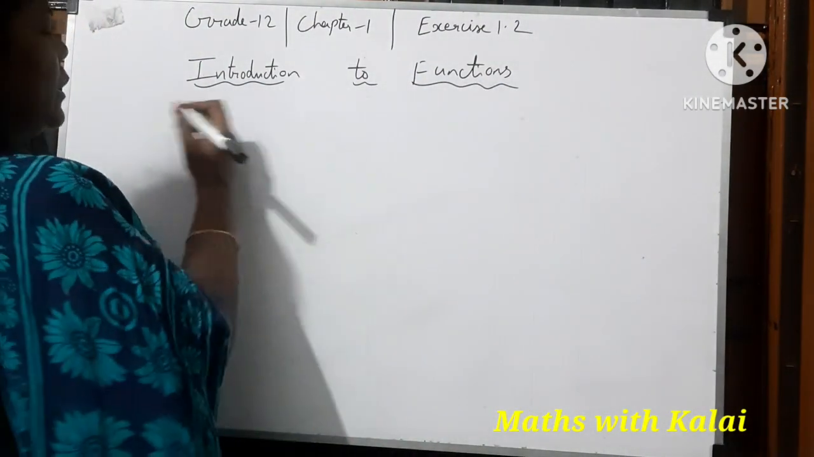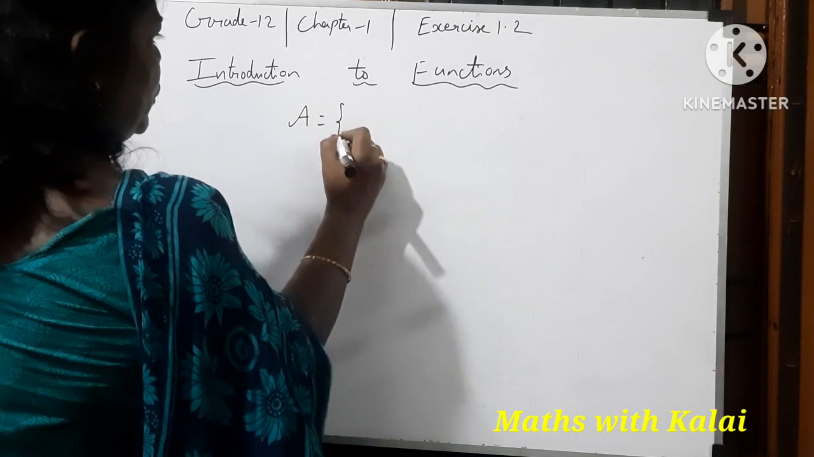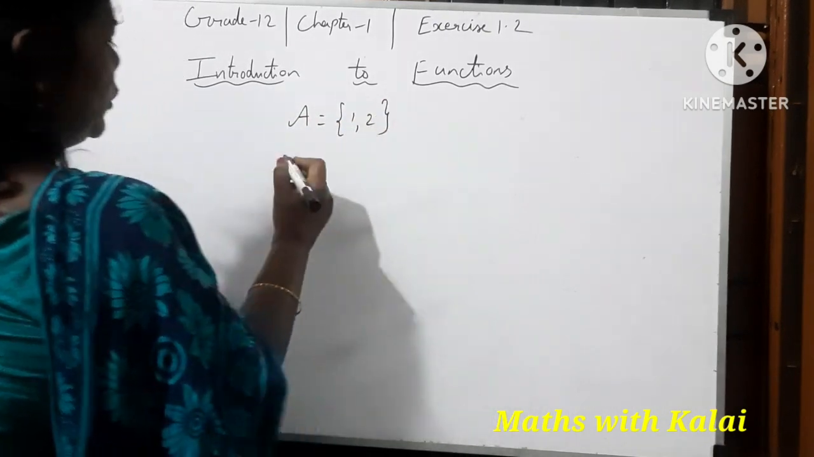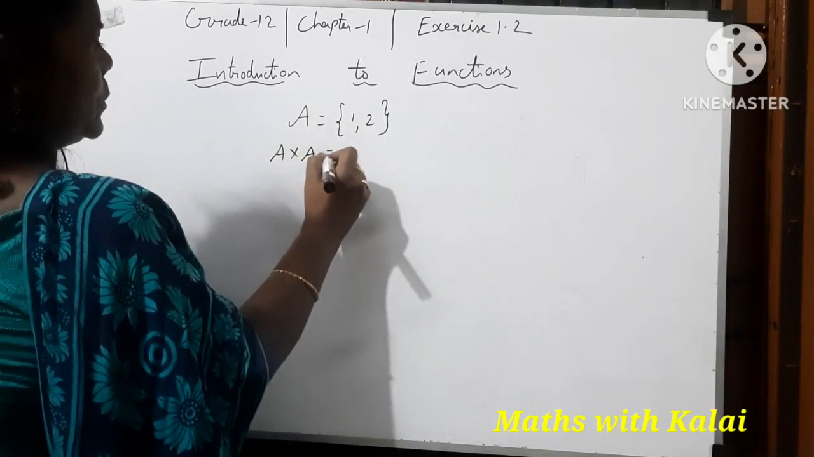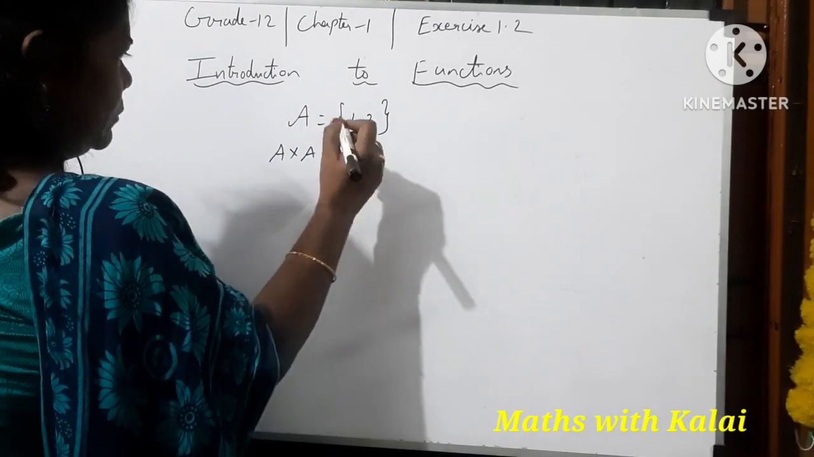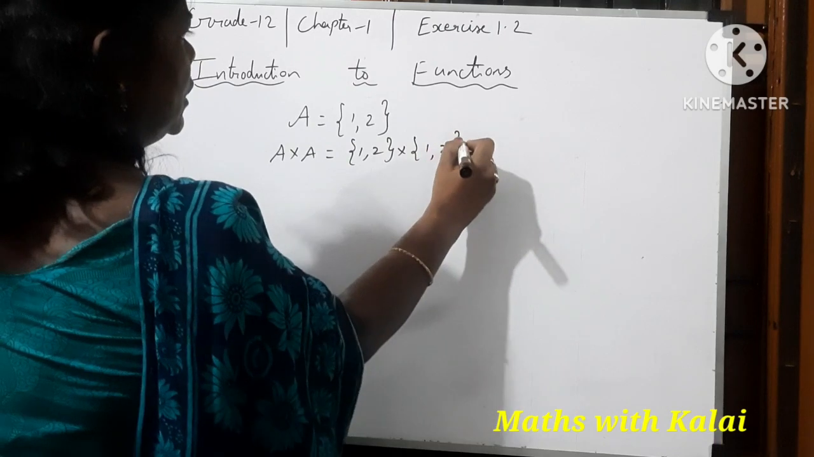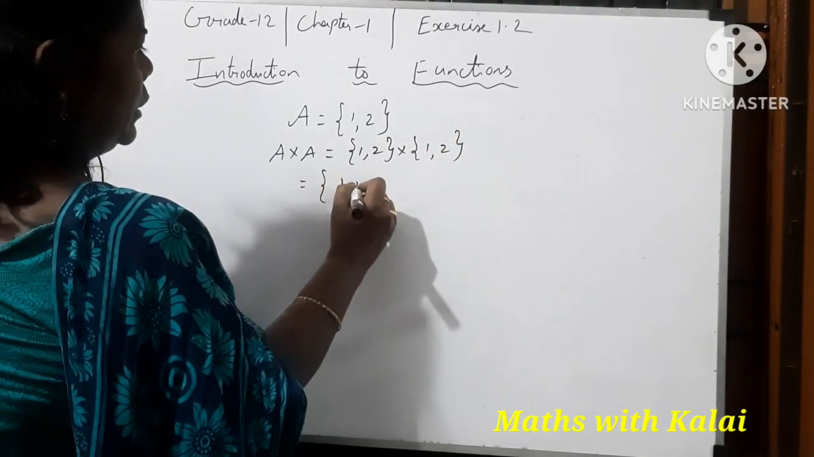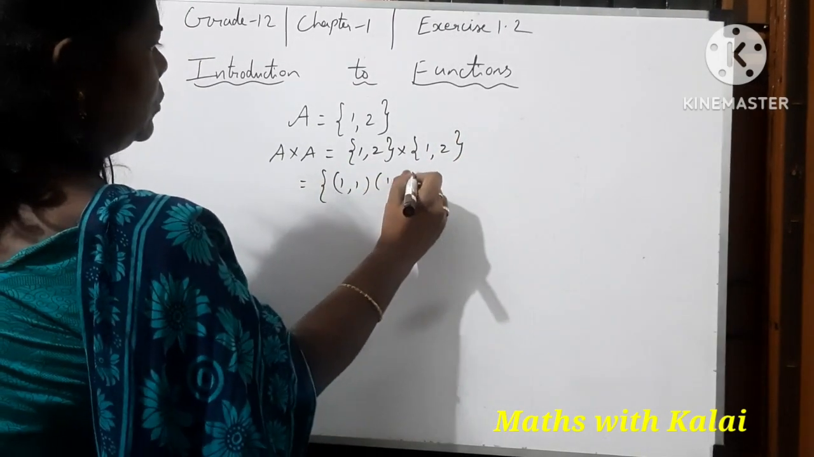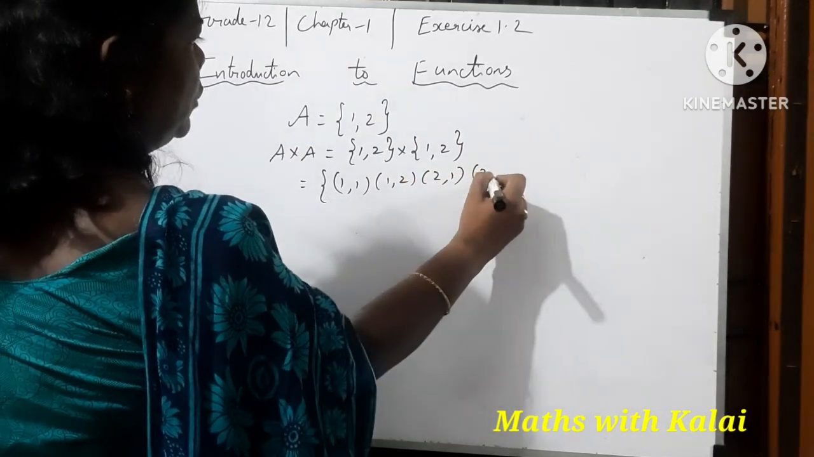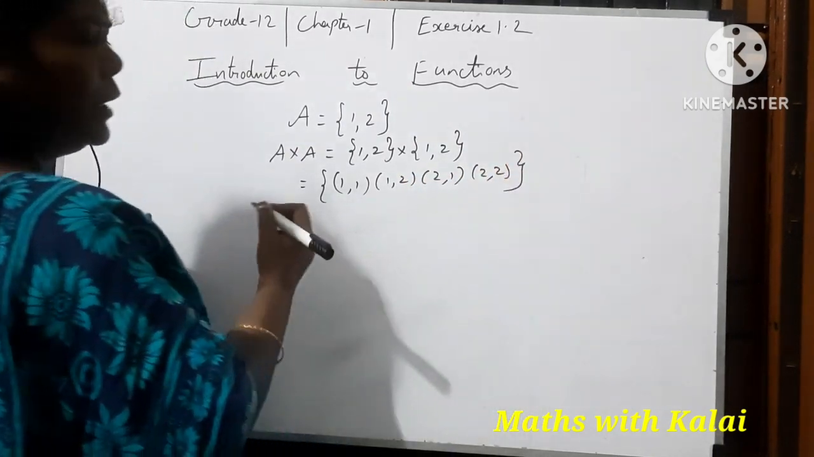So for that, consider set A. Suppose A is equal to the set of elements 1, 2. Now take A cross A, the cross product between the same two sets, 1, 2 cross 1, 2. So what values do we get? 1, 1, 1, 2, 2, 1, 2, 2. These are the elements we will have in A cross A.